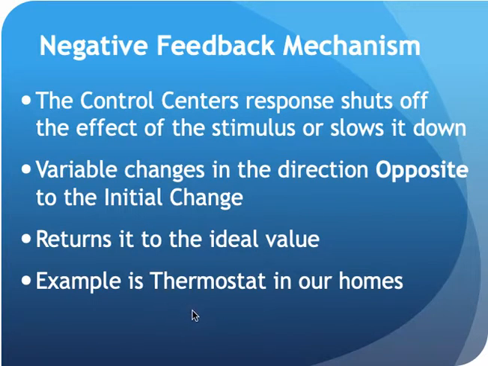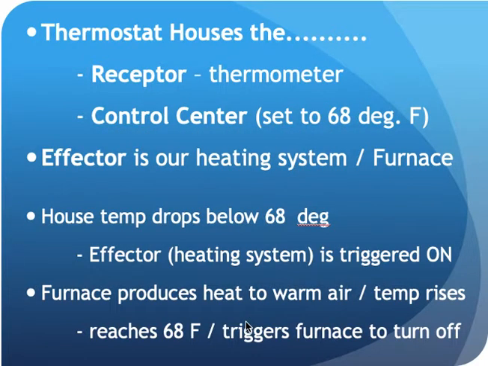So the example that we're going to have, and this isn't in the body, but just in our homes, is your thermostat and your air conditioner or your heater. When you're looking at your house and thinking about your thermostat, your thermostat is going to house the receptor, and in this example it's a thermometer, so it's able to tell what the temperature in the room is. You're also going to have your control center, because I'm able to set the temperature to what I want it to be. So I can set it to 68 degrees Fahrenheit. My effector in this example is your heating system or your furnace, or you can switch it around and make it your air conditioning.